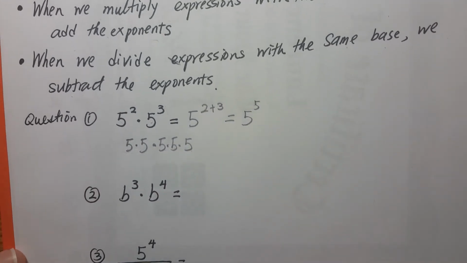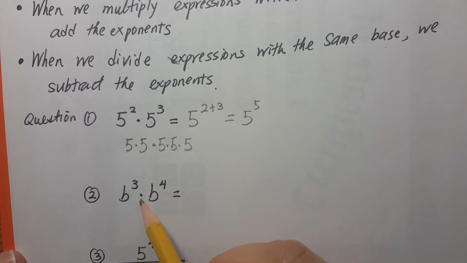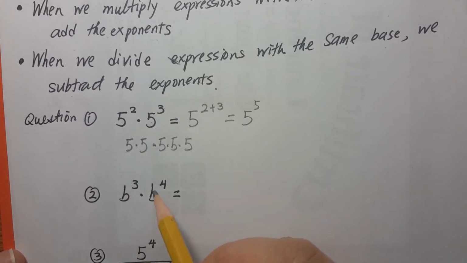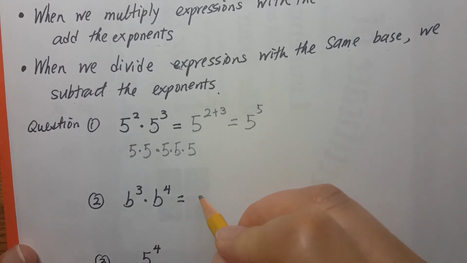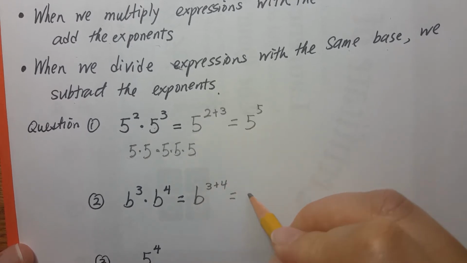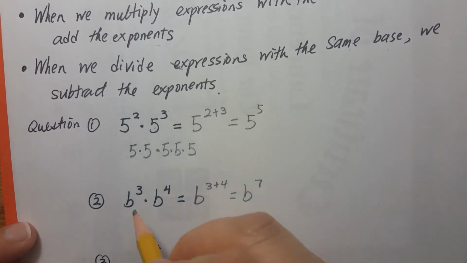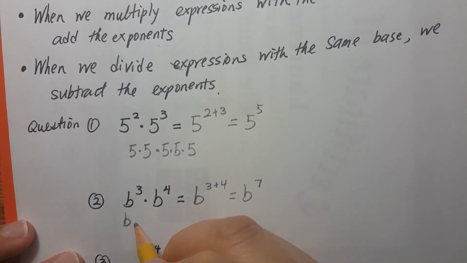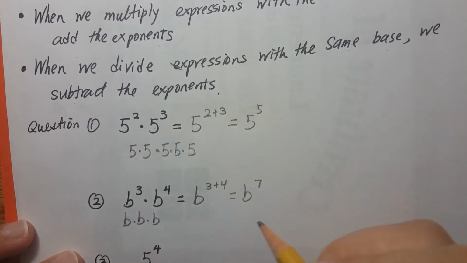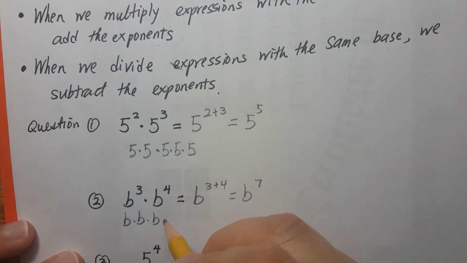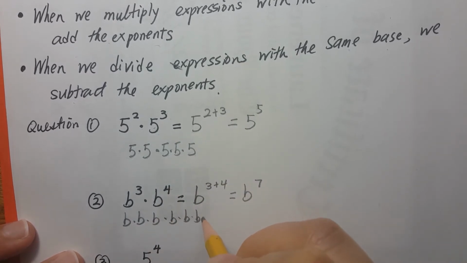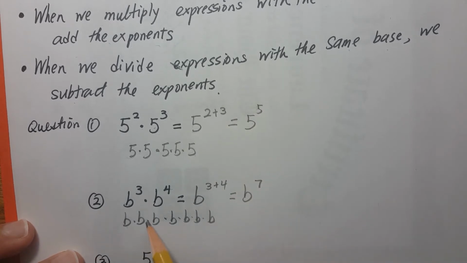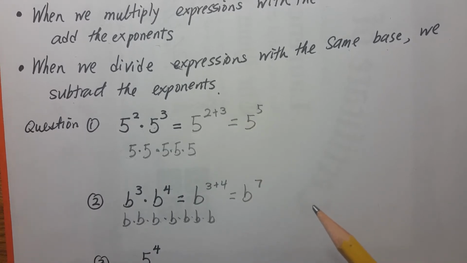Now let's take a look at number 2. B cubed, or b to the third power, times b to the fourth power. So we're going to add the exponents. So b stays the same. We do 3 plus 4. So b to the seventh power. The reason is b cubed means b times b times b. And then b to the fourth power means b times b times b times b. There are 4 of them. Now you add them together: 1, 2, 3, 4, 5, 6, 7. So you get 7 of them. So that's why we add the exponents when we multiply the same base.